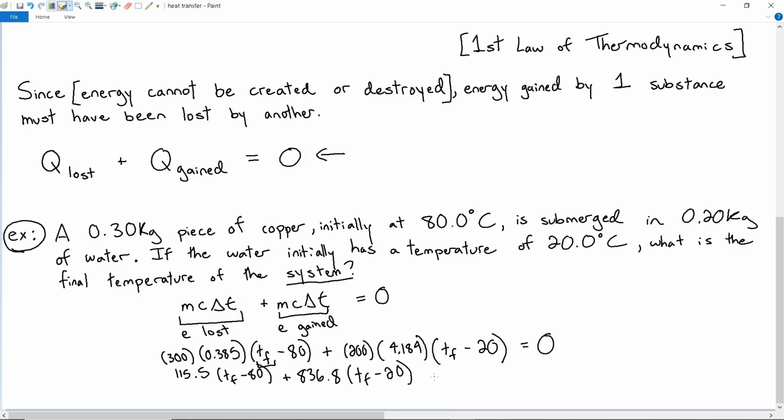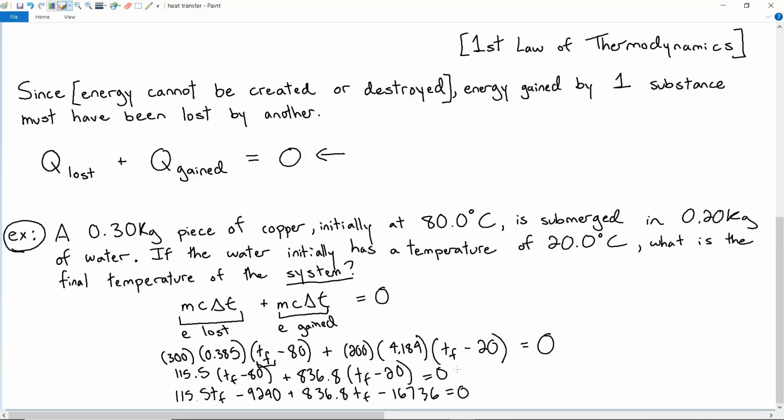And at this point, it'll be pretty straightforward to solve. We just need to remember to use the distributive property on our brackets, which will give us these values. So 115.5 times 80 is 9,240. And over here, we have 836.8 times 20, which is 16,736.